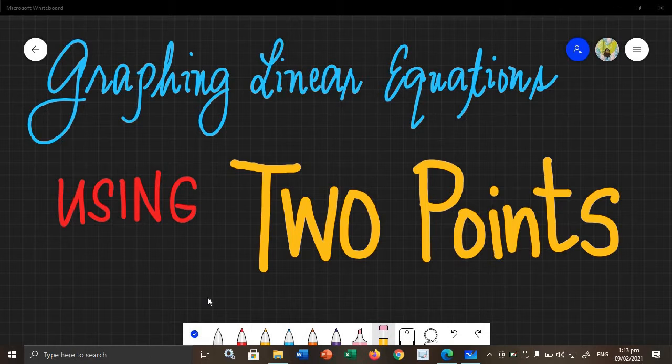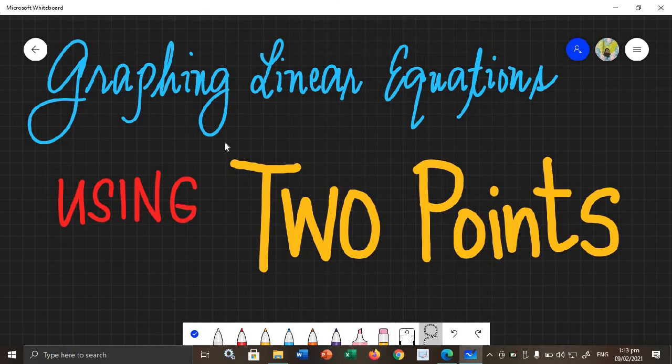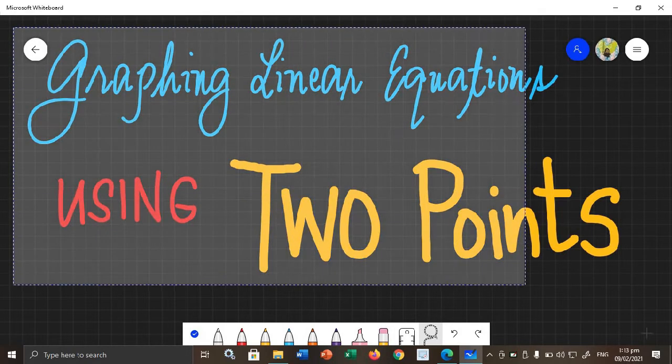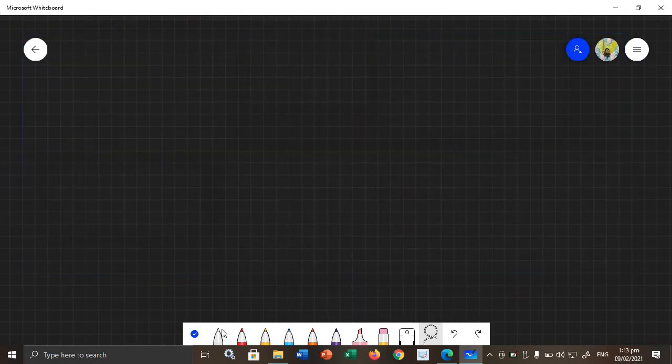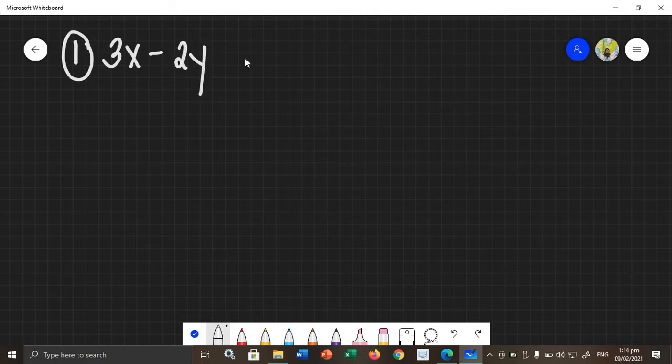So let's say we will graph this linear equation. Let's say we have 3x minus 2y equals 2. And we will graph this linear equation using 2 points or 2 ordered pairs. So there are steps in graphing linear equations using 2 points.